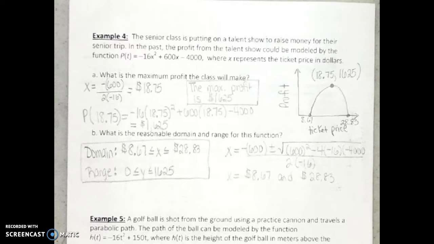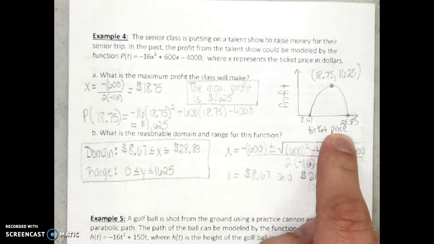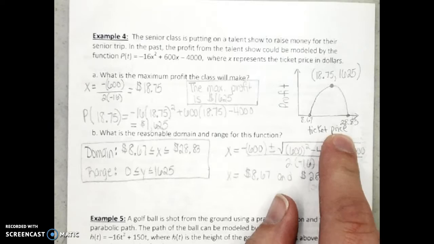Here is my completed answer to example 4. Your work should look the same as mine. So let's look at what example 4 is about, and I'm going to explain how I got these answers. Example 4 says the senior class is putting on a talent show to raise money for their senior trip. In the past, the profit for the talent show could be modeled by this function, where x represents the ticket price in dollars. So what this equation is saying is, if we change the ticket price, which is where I put on my x-axis, what is that going to do to my profit?